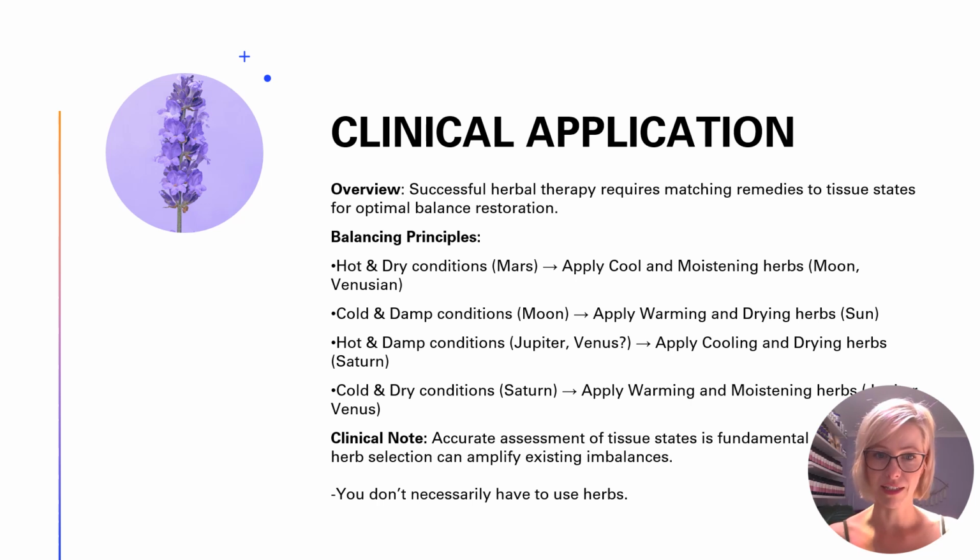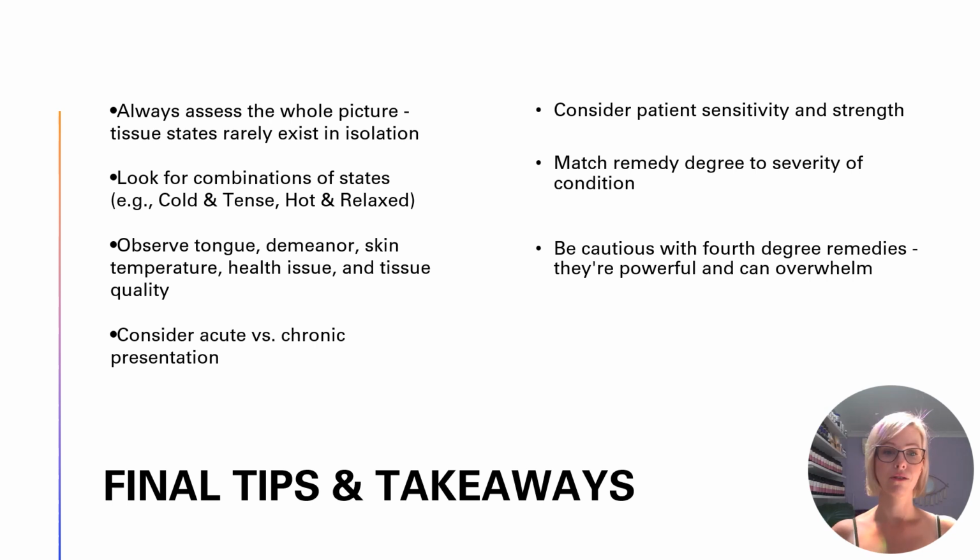Accurate assessment of tissue states is really fundamental and helps with the herb selection, but you don't necessarily have to use herbs. So final tips, takeaways, always assess the whole picture. Tissue states rarely exist in isolation. For example, you might have a cold, dry stomach, but you may have a warm, tense head because you're hyperactive and you've got a lot of constriction in your jaw, but your stomach, you're having trouble digesting, you don't tolerate black tea, it nauseates you. So there's two different tissue states going on.